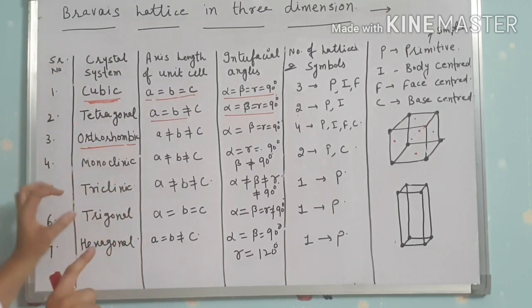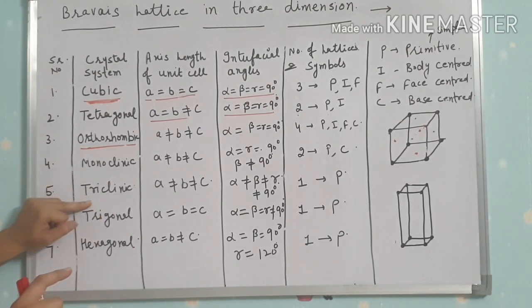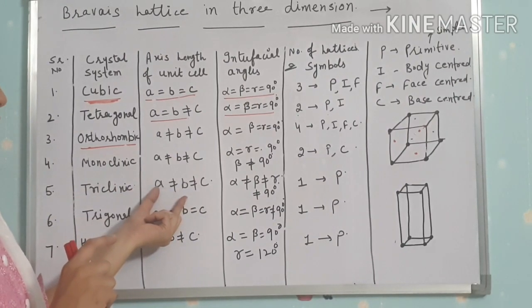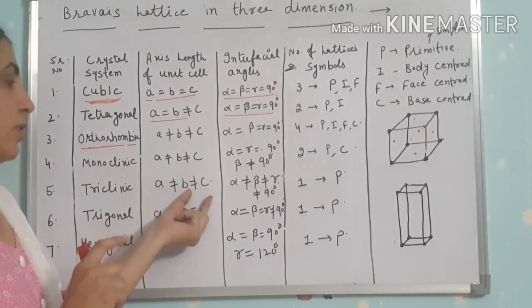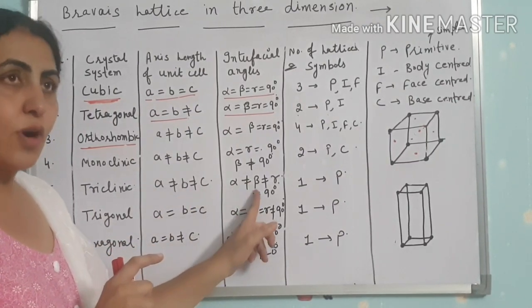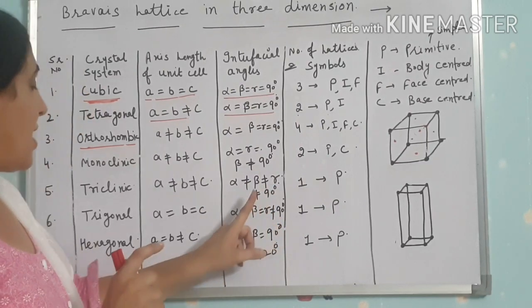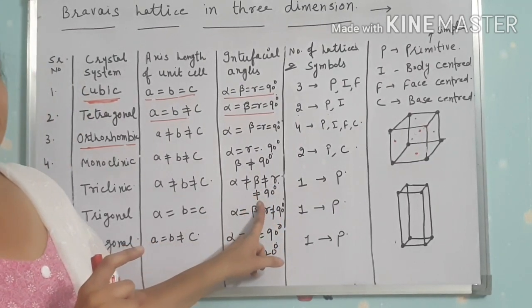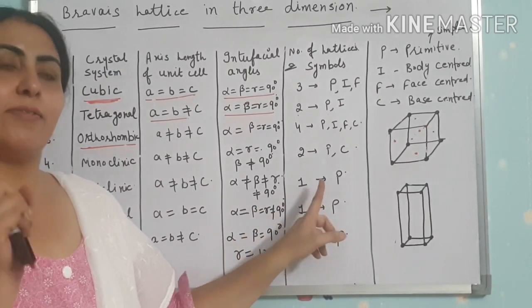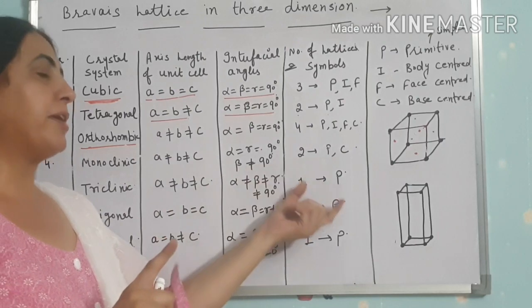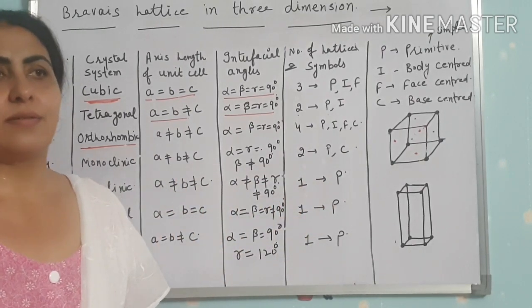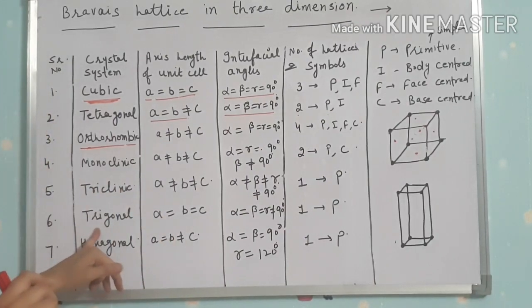Clear ji? Then there is triclinic, the fifth crystal system. In triclinic, the axis lengths of the unit cell A is not equal to B is not equal to C, and the interfacial angles alpha is not equal to beta is not equal to gamma is not equal to 90 degree. Clear ji? And only one Bravais lattice, and that is primitive. Primitive means atoms, or lattice points, are only at the corners. Clear ji? Then is trigonal.